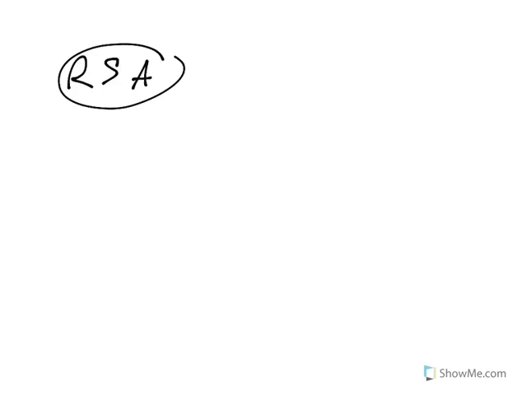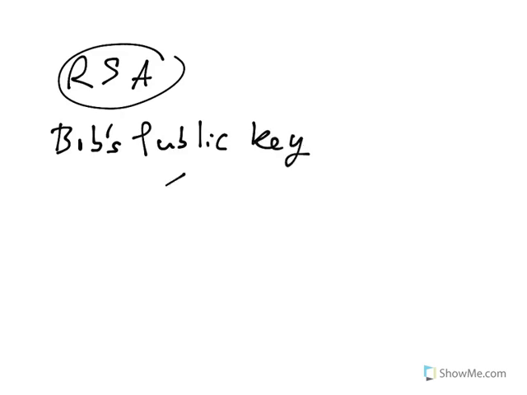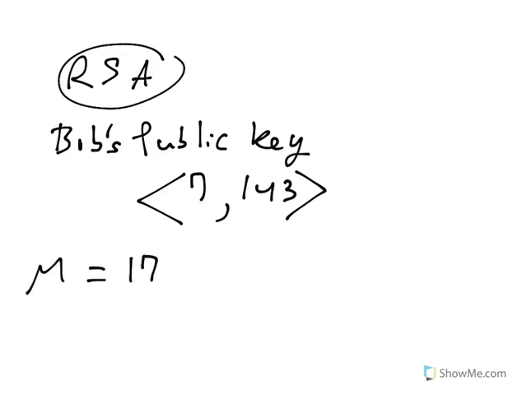RSA encryption is when you want to send a secret message to a guy named Bob, and Bob has something called a public key, which is two numbers. For this example, suppose they are 7 and 143. So the message you want to send, let's just say it's the number 17. I want to send Bob the number 17.